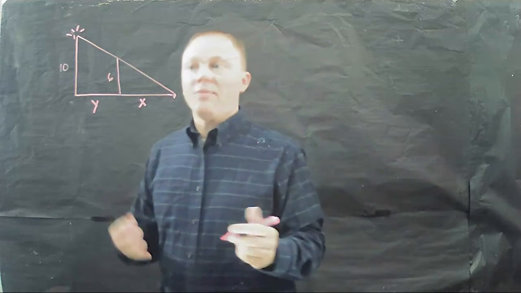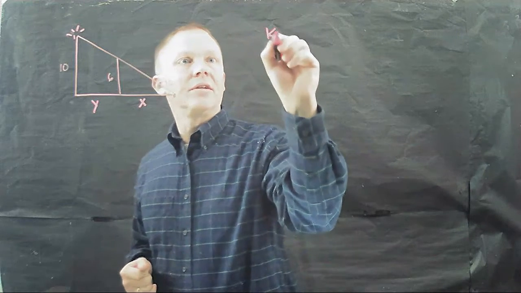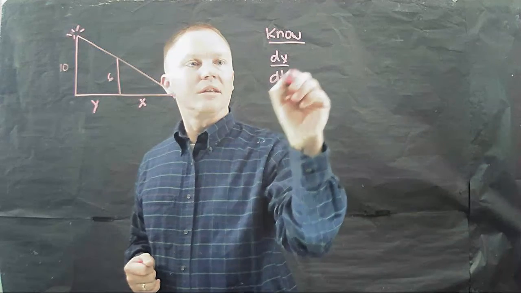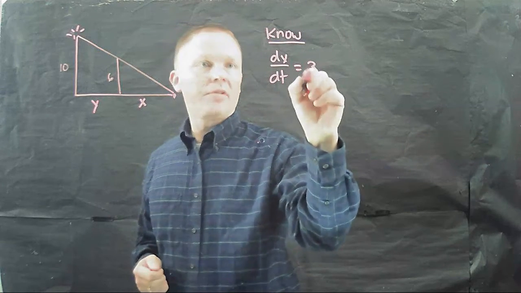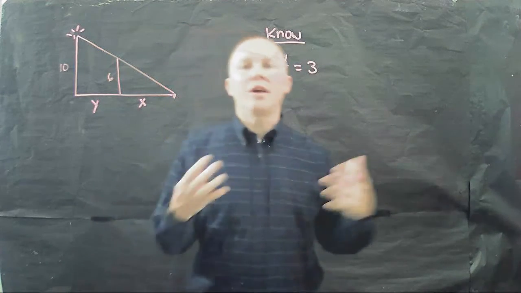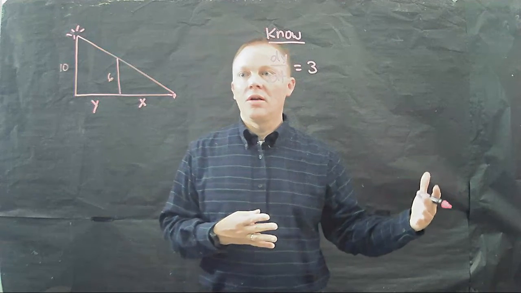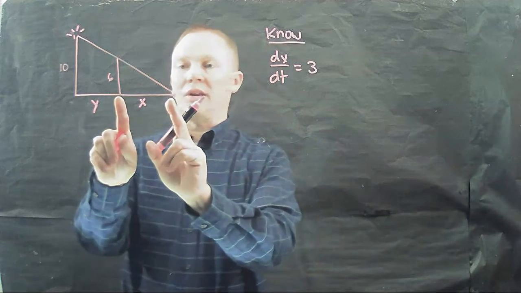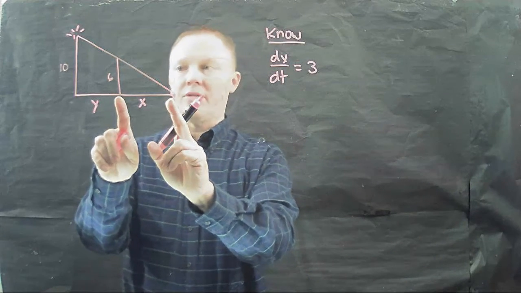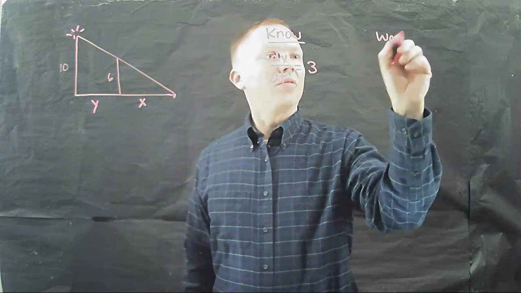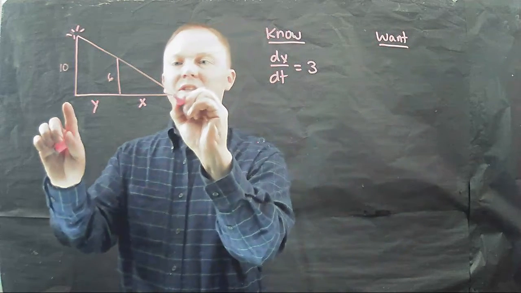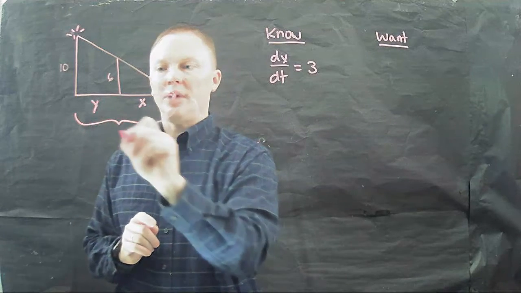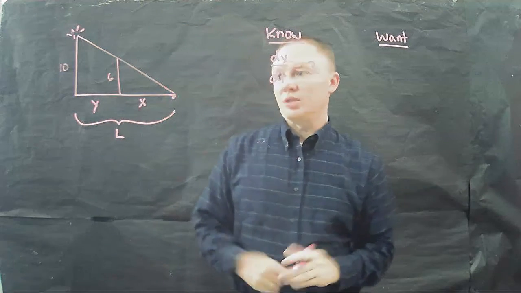Now it tells me I know that dx/dt equals 3, because the man is walking away from the wall at a rate of 3 feet per second or whatever. So this distance right here is changing at a rate of 3. I want to know how fast this point is moving. Well, this point is actually represented by that distance right there, which I'm going to call L.